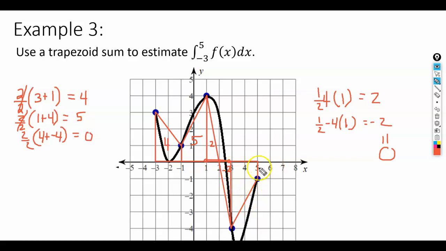But anyway, last one is a trapezoid. So this last one has a height of negative 4 and another height of negative 1. So we have negative 4 plus a negative 1, and once again a base of 2.